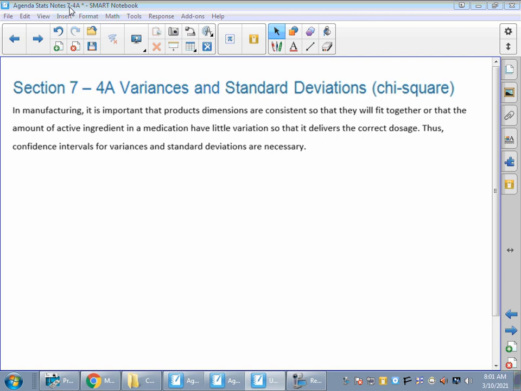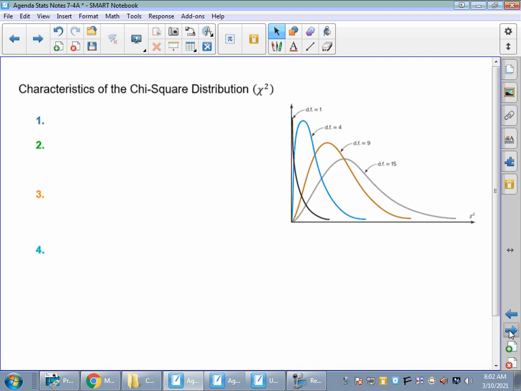So if you think about manufacturing, right, we want everything to be perfectly fit together. If you're looking at nuts and bolts, they have to fit together. It's important that the product dimensions are consistent so they'll fit together. Or if we're thinking of medicine, we want to have as little variation as possible because we want to make sure everybody gets the same dose. So therefore, we have to have confidence intervals for variances and standard deviations. So we're not talking about population mean. We're talking about the variance, the difference, how varied our values can be.